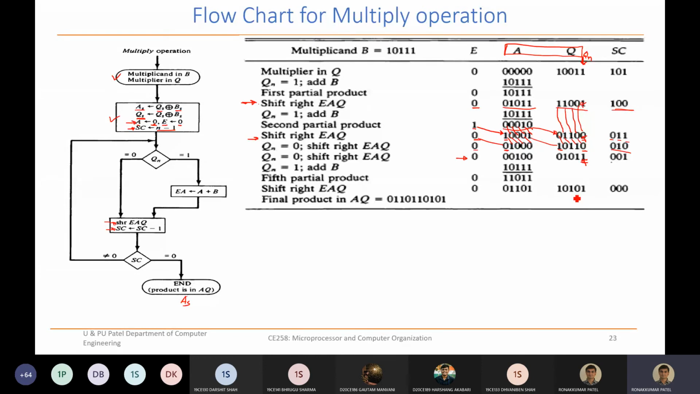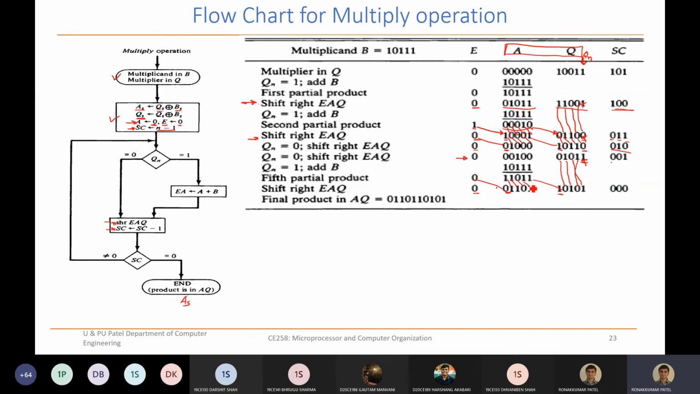Okay. So 1, 0, 1, 0, 1. This will come out. So 1, 1, sorry, 0, 1, 0, empty. So here you will get 1, 1, 0, 1, 1, empty, E. And E is 0. What is your result?